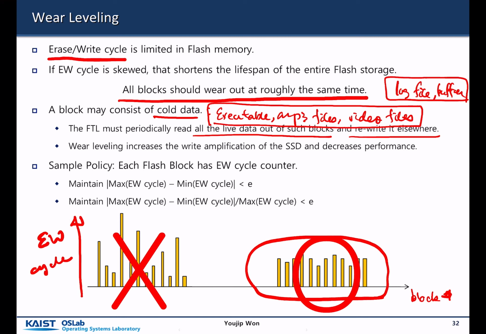This is a sample policy. Each flash block has an EW cycle counter. So in flash memory, we would like to maintain the difference between the maximum EW cycle and the minimum EW cycle under a certain threshold: the maximum EW cycle minus the minimum EW cycle, divided by the maximum EW cycle, is less than a certain threshold. So this is wear leveling.